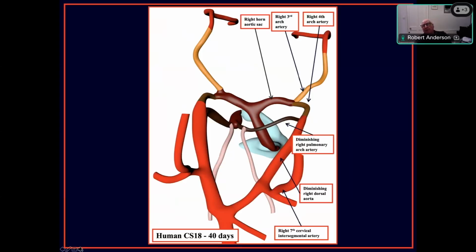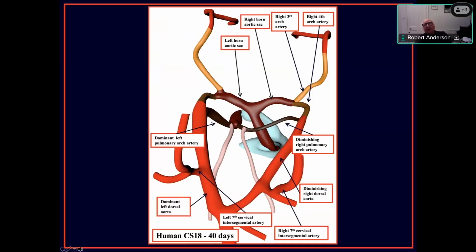Note that the right pulmonary arch artery continues to diminish in size, and the left-sided dorsal aorta becomes increasingly dominant. The left seventh cervical segmental artery is now moving cranially along that dominant left dorsal aorta, and the left pulmonary arch artery is also becoming dominant. But on the left side, the left horn of the aortic sac is feeding the left third arch artery and is continuing as the left fourth arch artery.